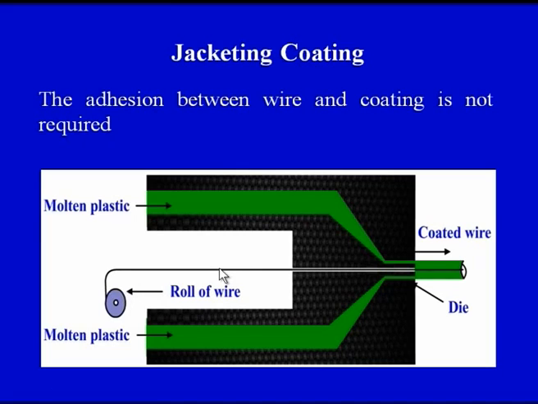Why? Because plastics are thermal insulators and many of the plastics are electrical insulators also. So in case of electrical wires we can coat them, or we may like to jacket the wire with a coating of plastic material. How can it be done? We can see the molten plastic is coming from two sides, the wire is coming from this side and the wire is moving out. The adhesion between the wire and the coating is not required because this jacketing is taking place outside the die. This is our setup. Outside the setup the jacketing process is taking place.